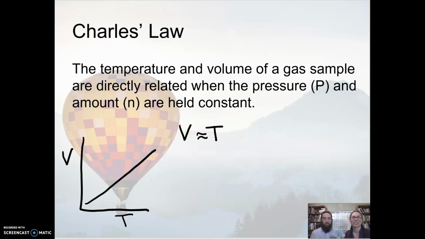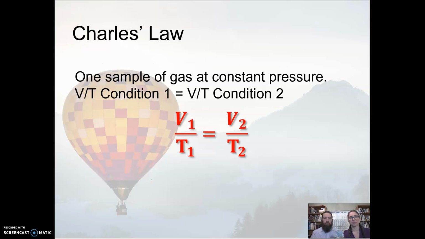He took a look at the relationship between temperature and volume and found that these are directly related. So as your temperature increases, your molecules are moving faster. They're having more collisions with the container, and the volume can expand. So as your temperature increases, your volume will increase as well. And if you cool the gas, the molecules will move slower and have fewer collisions with the container, and it will shrink. So we have this volume is proportional to temperature relationship.